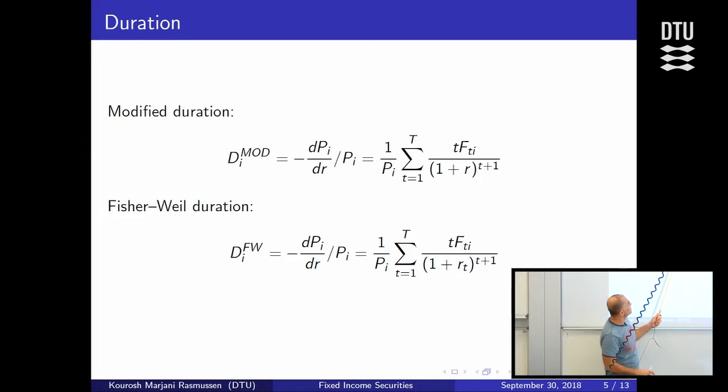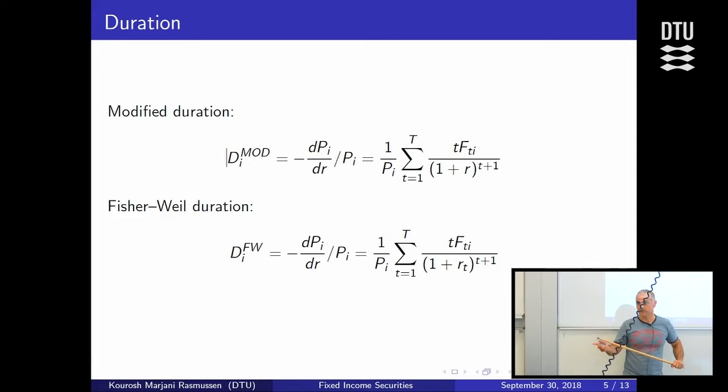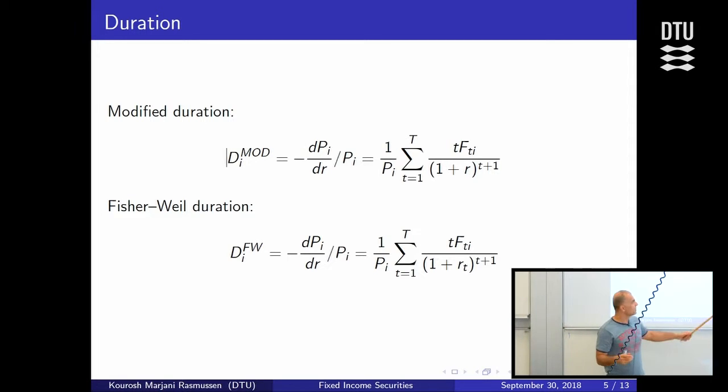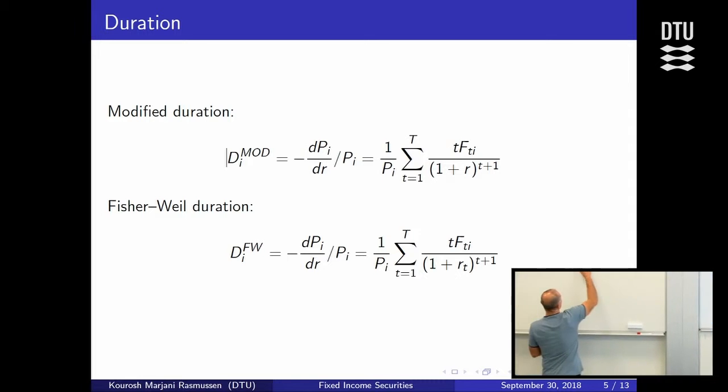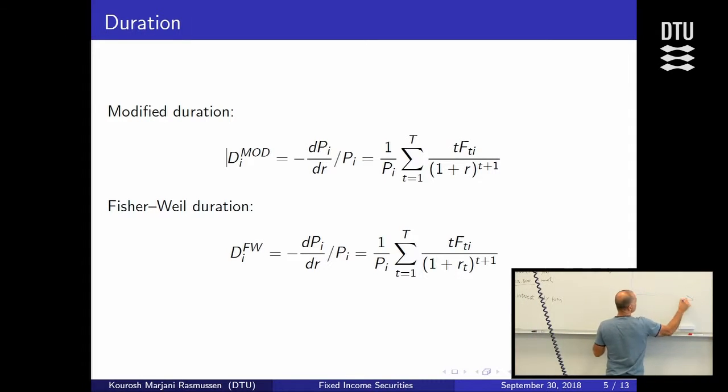Fisher-Weil duration is essentially your modified duration. The only difference is that you're differentiating with regards to the whole term structure of interest rates. So that is the formula that will tell you exactly how the price of a bond is going to change with regards to the changes of interest rates.